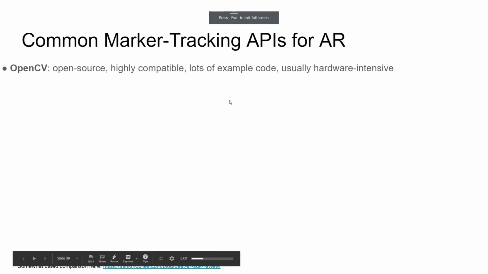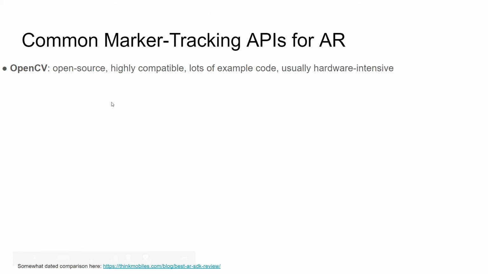I'll just go through these marker tracking APIs and then we'll be done for today. So, some common marker tracking APIs. OpenCV is nice. It's open source and it's compatible with basically everything. It has a lot of example code.